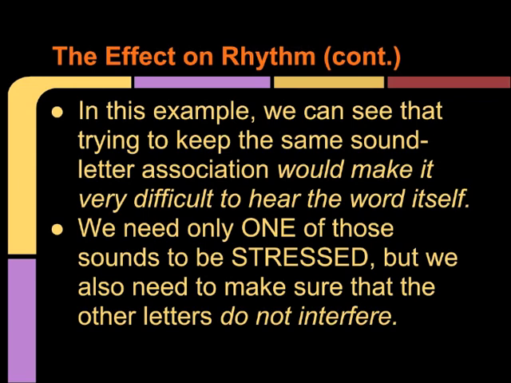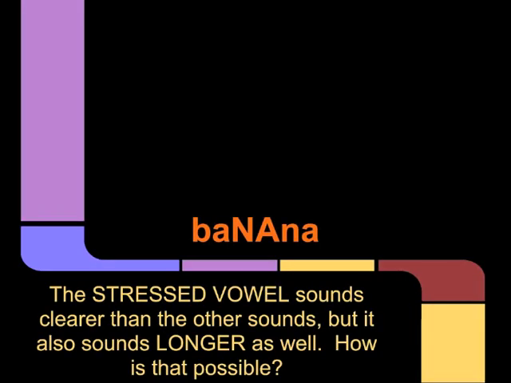In this example, we can see that trying to keep the same sound-letter association would make it very difficult to hear the word itself. We need only one of those sounds to be stressed, but we also need to make sure that the other letters do not interfere. The stressed vowel sounds clearer than the other sounds, but it also sounds longer as well. How is that possible?